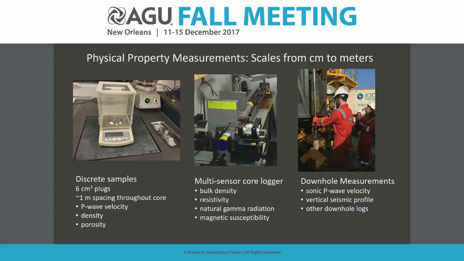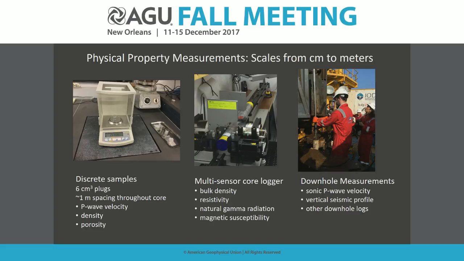So what kind of physical property measurements did we make? We made them on several scales, ranging from centimeters to meters. On the left are shown some measurements we made on discrete samples. These are little plugs that were 6 centimeter cubes, made at 1 meter spacing throughout the core. And on these, we were able to measure P wave velocity, density, and porosity.